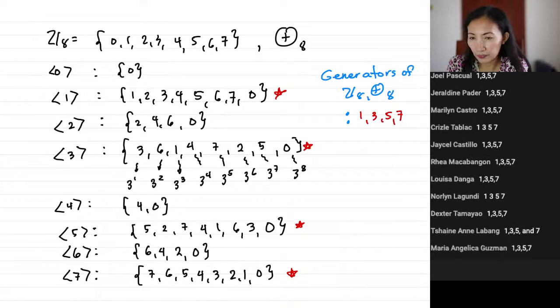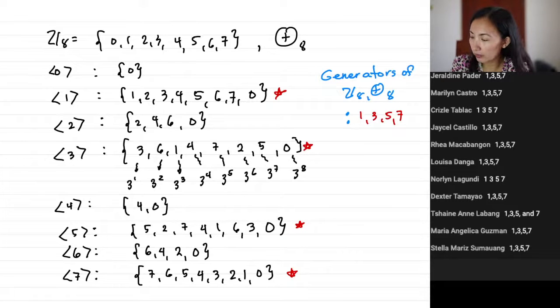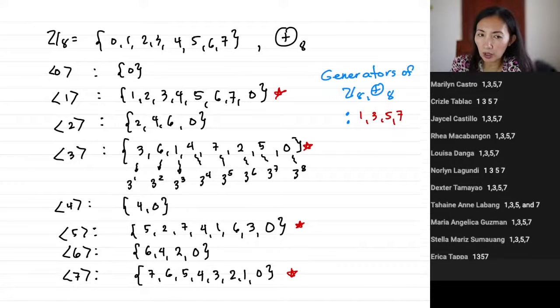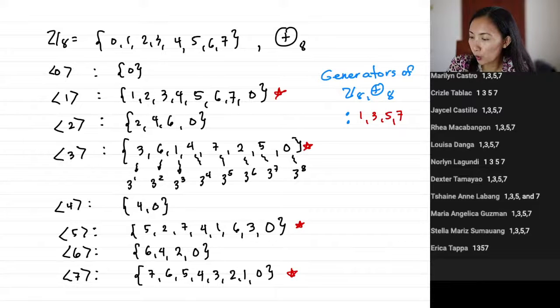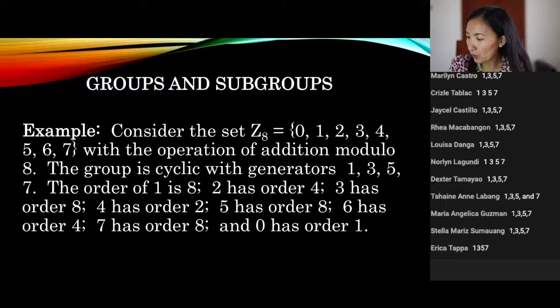You're right. Okay, so if I would ask you now what's the order of 1, the order of 1 is 8. The order of 3, 8. The order of 5, 8. The order of 7 is 8. The order of a generator is n, referring to the number of elements. So let's go back to that slide. Anong sabi nung previous slide? Ayan. So tingnan natin kung tama.